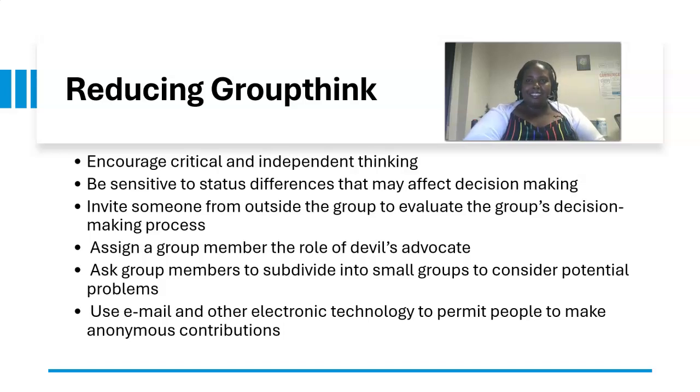So, in this exercise, you can say, hey, this is the opposing point of view. And then the group can check and be like, oh, okay, here's what this sounds like, and we can make our decision from here. Ask group members to subdivide into small groups to consider potential problems. So instead of having one large group, breaking up into small groups and coming back and brainstorming ideas can be a good way to reduce groupthink. And use email and technology to permit people to make anonymous contributions. So whether it be small pieces of paper during a meeting or emails or other technology, being able to anonymously put their opinions can help break through that tendency of groupthink.